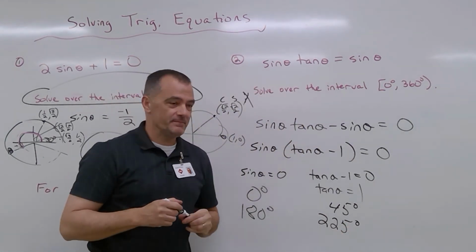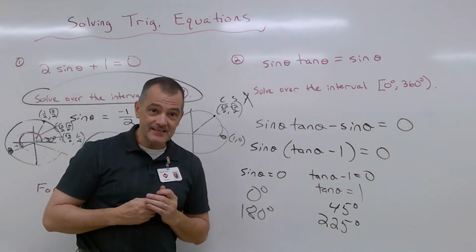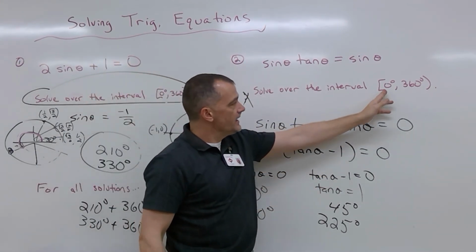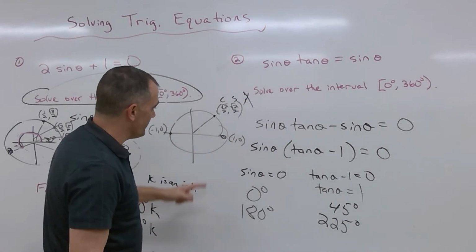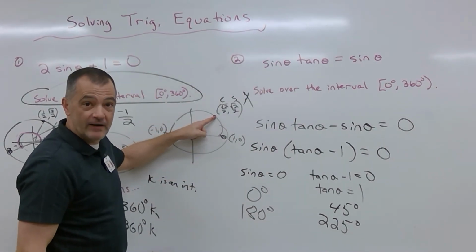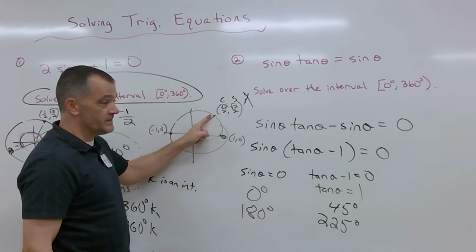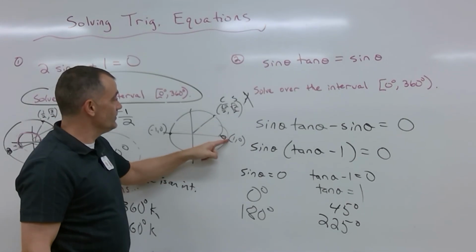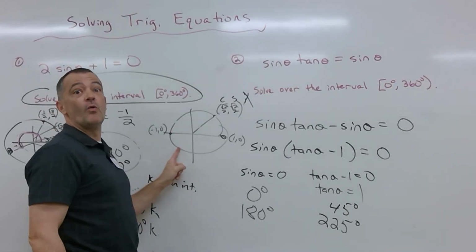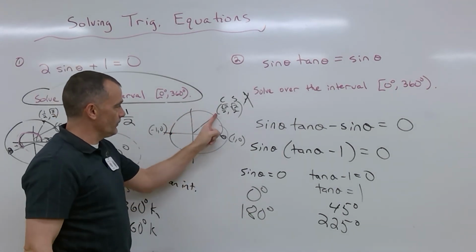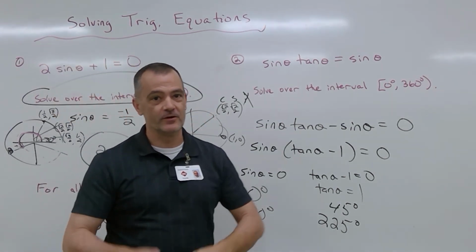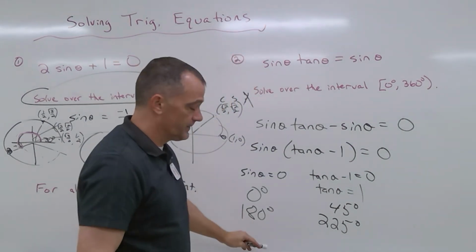And what's interesting, if we had to write these for all solutions, not just on this interval, we could clean it up a little bit better than we did on the last problem. We could probably do something like 45 degrees plus another 360, or could we just do 45 degrees plus 180? They are definitely reflections across the origin of each other, which makes the solutions a lot simpler.